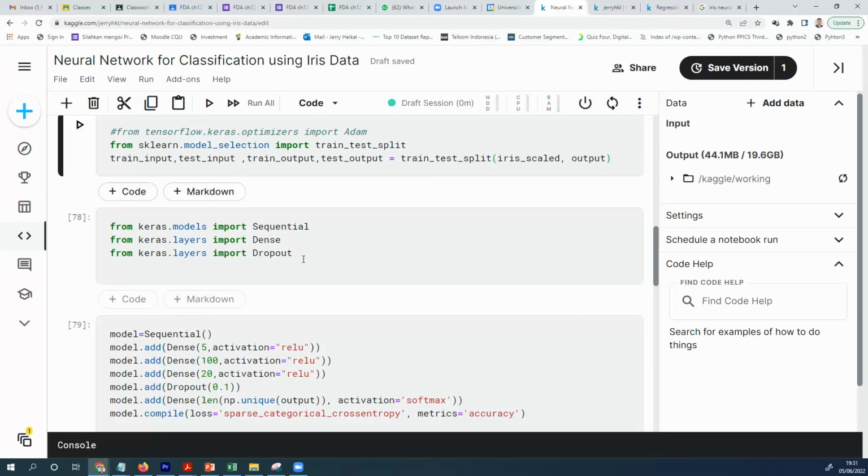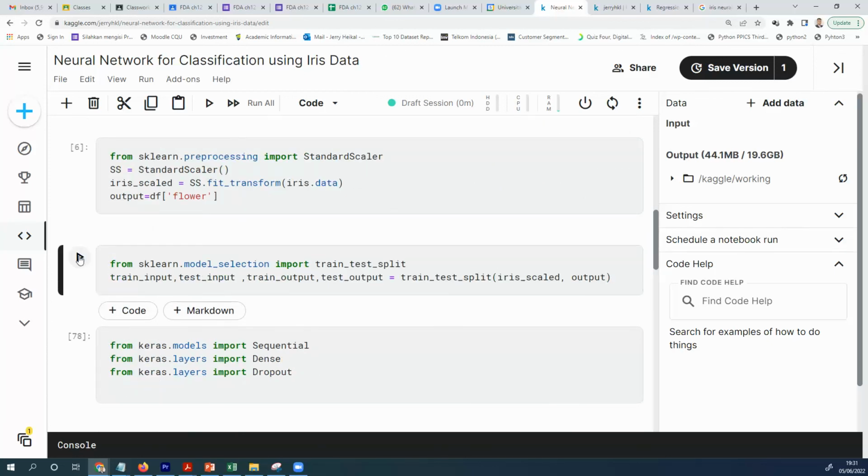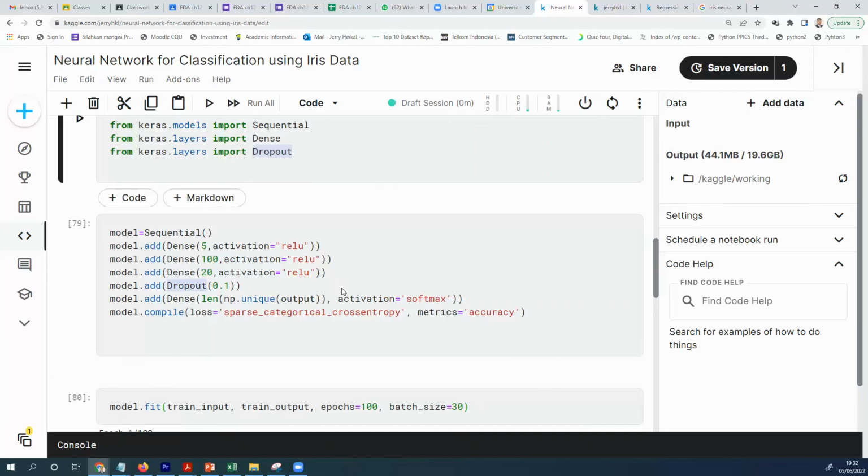Then we import for the neural network the platform we call Keras. There is also TensorFlow for neural networks, but I do not use TensorFlow here. I use Keras. In Keras, we import Sequential, Dense, and Dropout.